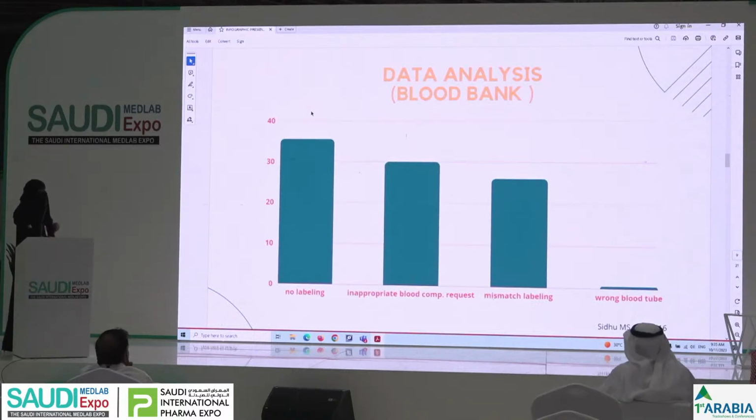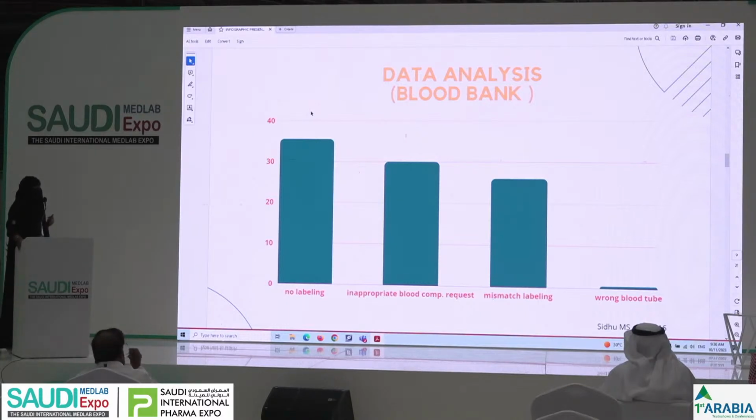In the blood bank, in a study done in 2016, the majority of the samples were rejected due to no label. The samples are collected in phlebotomy or from inpatients or outpatients. It is not labeled at all, so we cannot analyze the sample. The second, about 30% of samples rejected in the blood bank, is due to inappropriate blood component request. The patient has anemia, low hemoglobin, and actually needs the RBC component, but they send a test request for platelets.